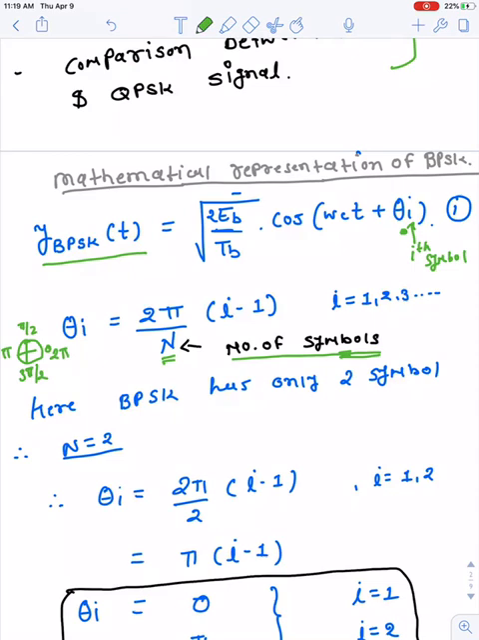Now I is the variable. It's a simple integer that can be increased from 1 up to the nth symbol. So if there are n symbols, I can take values up to n.